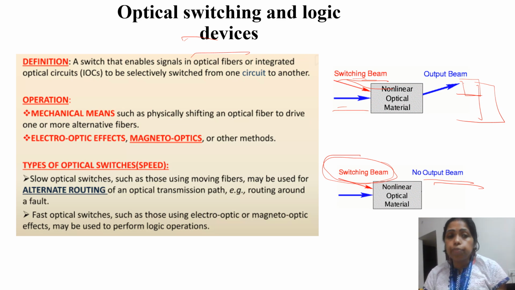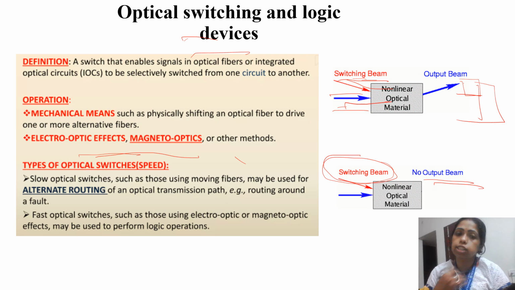And there are various ways you can implement optical switching. One is mechanical, and another is some other effect. The mechanical concept is that, suppose we have many optical fibers, and we are removing an optical fiber manually, or changing the types of the optical fiber, so that the signal will not come, or the signal strength will increase. This is the mechanical approach, a totally manual concept.